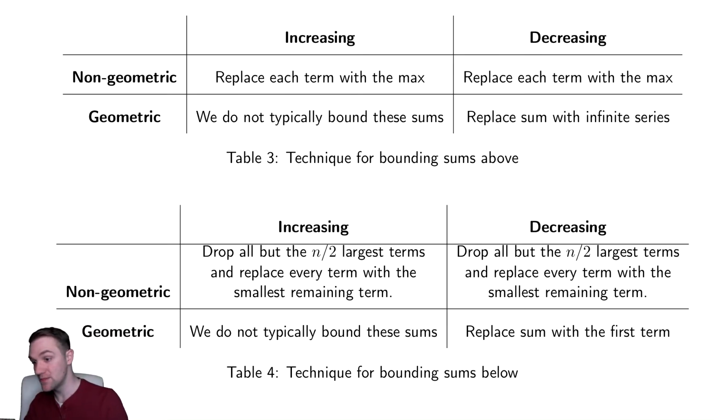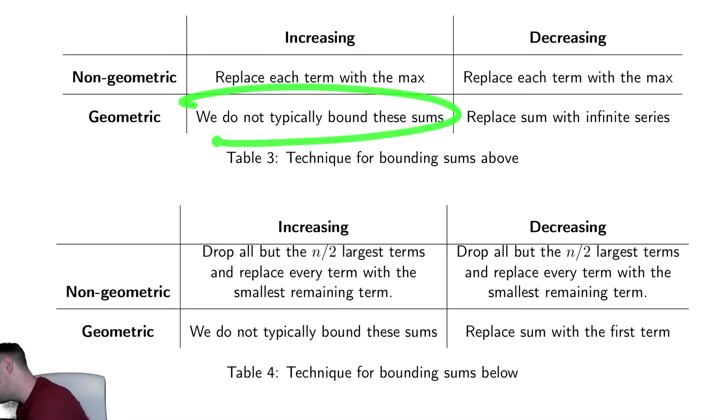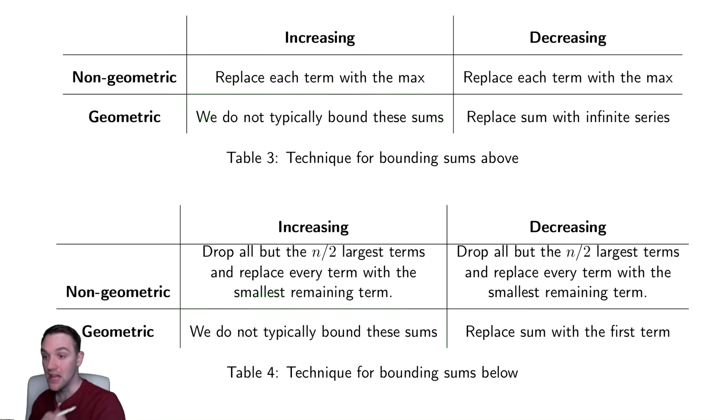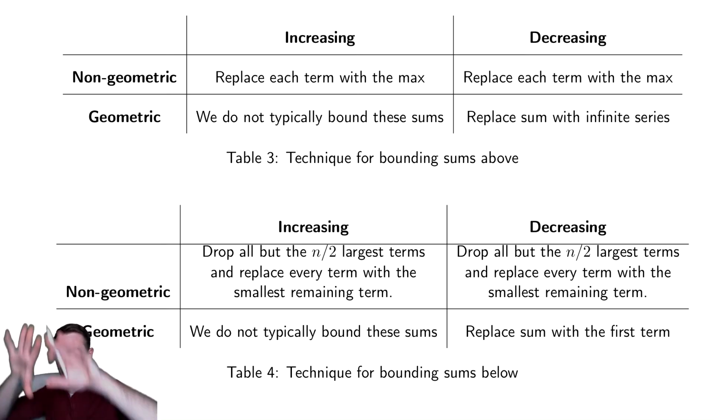For geometric sums, we don't typically bound increasing geometric sums. We use the formula. And for a decreasing geometric sum, we bound it above with an infinite series and replace the sum with the first term of the summation for the bound below. This little table is sort of ubiquitous for any summation you'll analyze.